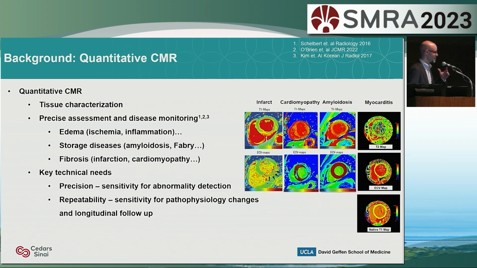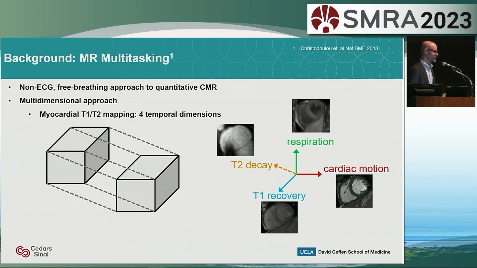But I want to talk about the key technical needs that we would use for quantitative CMR, which is really that we need precision and repeatability in order for this to be reliable for diagnosis. So we have been working for many years on the MR multitasking framework, which is a non-ECG free breathing approach to quantitative CMR. It's a multidimensional framework, so we take all of these overlapping dynamics, relaxation and motion, and we model them as different time dimensions.